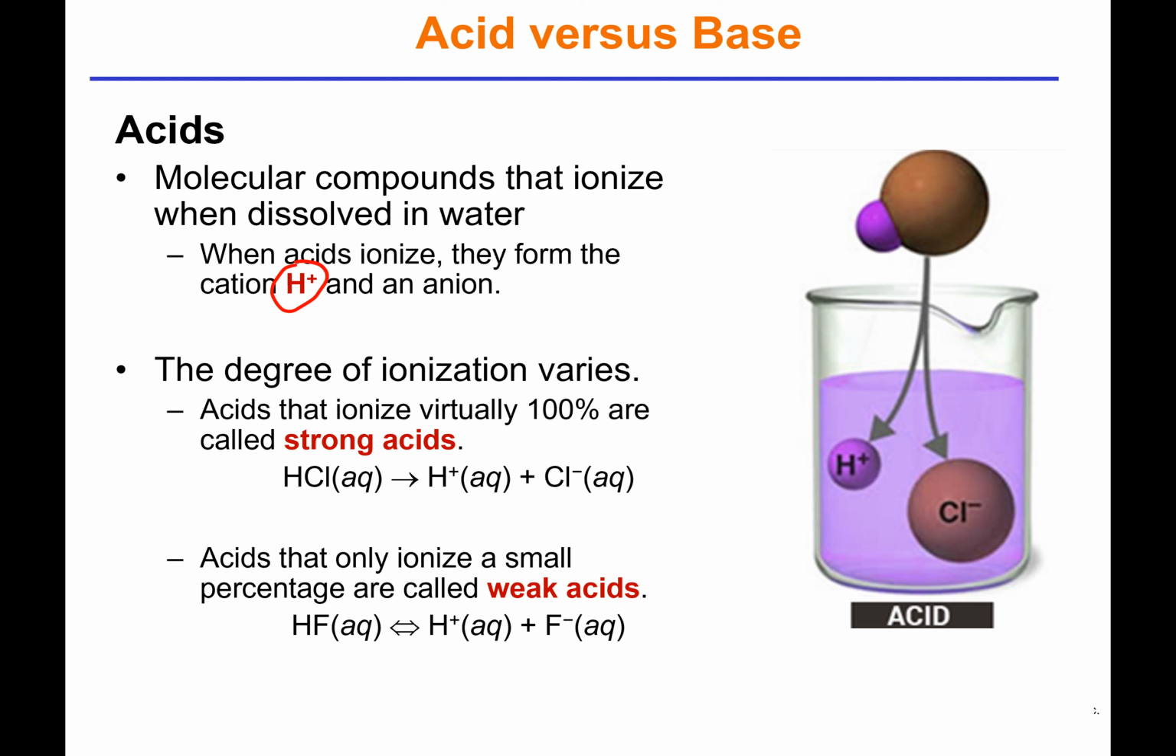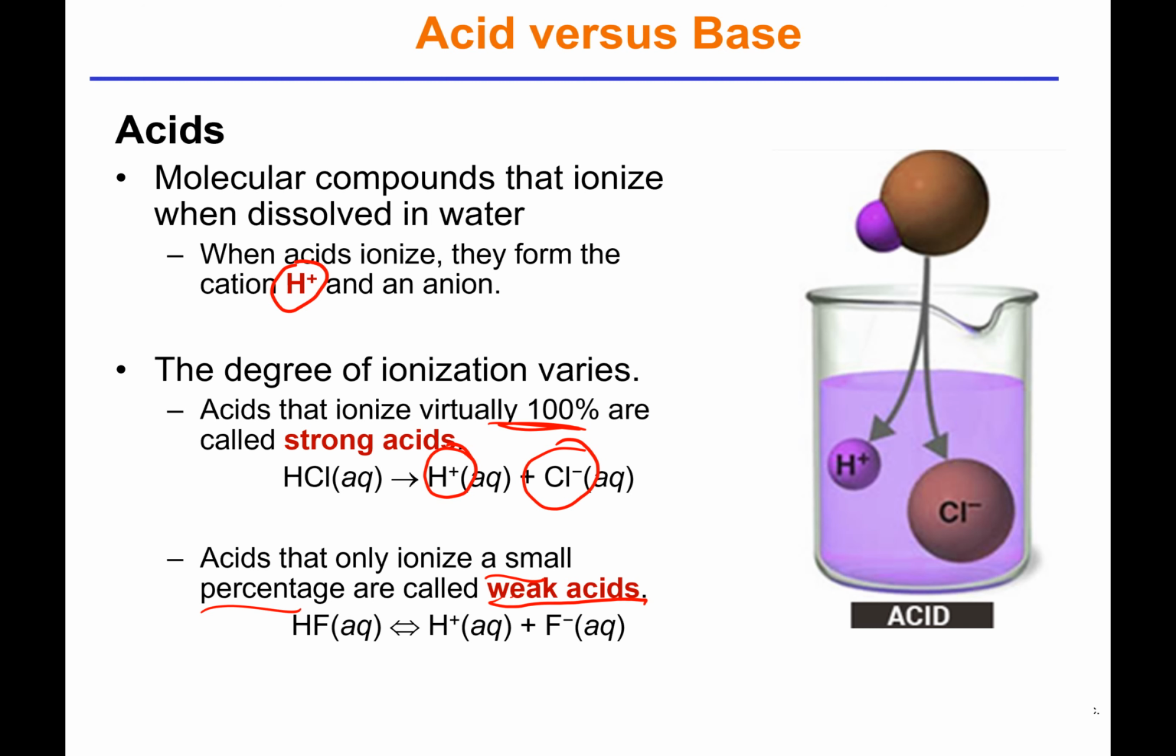The degree of ionization can vary, so we have strong acids and weak acids. If we have acids that ionize virtually 100%, these are called strong acids. For example, HCl: when we put it into solution, it breaks completely into H plus and Cl minus. If we have an acid that only partially ionizes, this is known as a weak acid. So if it's virtually 100% ionized, that's a strong acid; if it's only a small percentage of ionization, that's a weak acid.